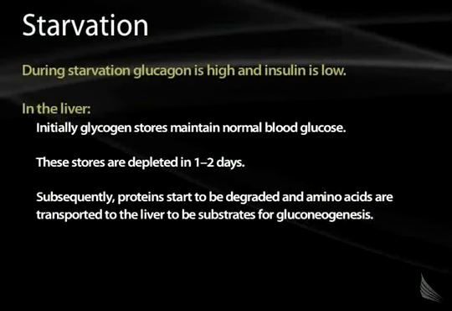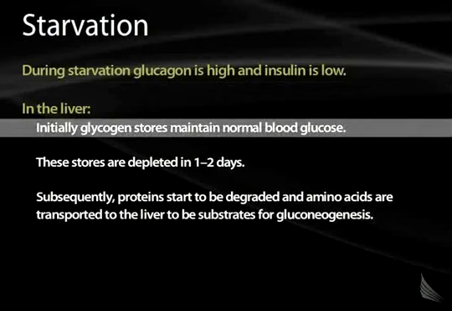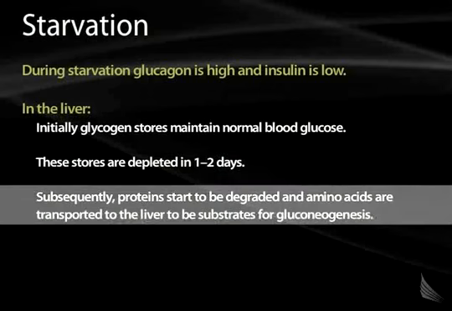Now, that occurs between meals. Now, in starvation, glucagon is very high and insulin is low. So we have to understand the time course. Initially, the liver relies on glycogen stores to maintain normal blood glucose, but these stores are not very large, and they're depleted in 1 to 2 days. After that, the protein starts to be degraded, and the amino acids are transported to the liver to be substrates for gluconeogenesis.